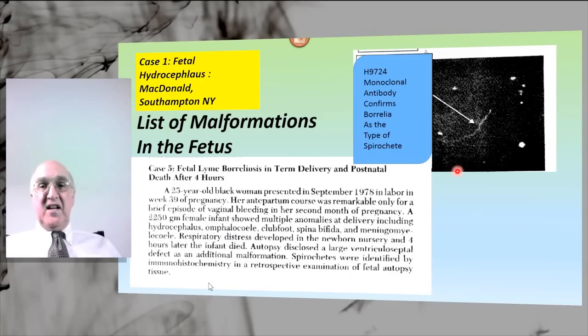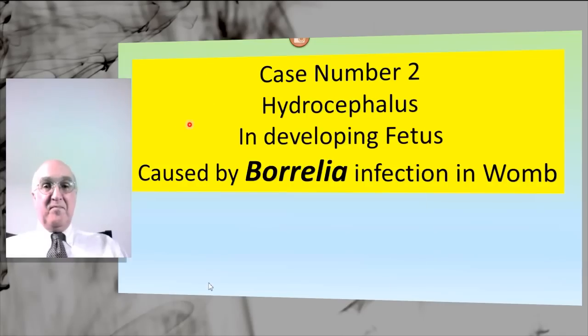This is a spirochete using a monoclonal antibody, 9724. 9724 tells us that the spirochete, which takes the antibody stain, has proteins that the monoclonal antibody recognizes as Borrelia proteins, confirms Borrelia as the type of spirochete. This came from the brain. Dead baby, hydrocephalus. McDonald, 1978. Case number 2, hydrocephalus in a developing fetus caused by Borrelia infection in the womb.